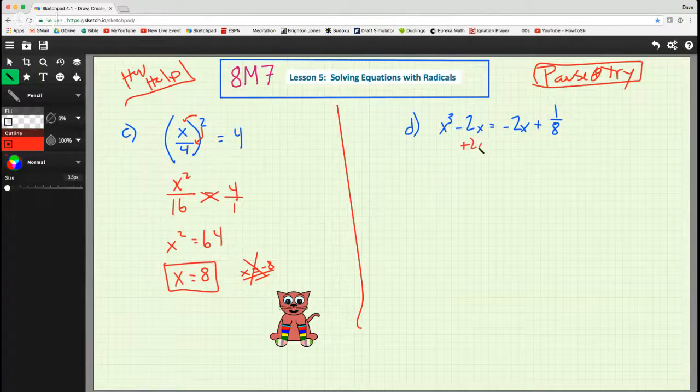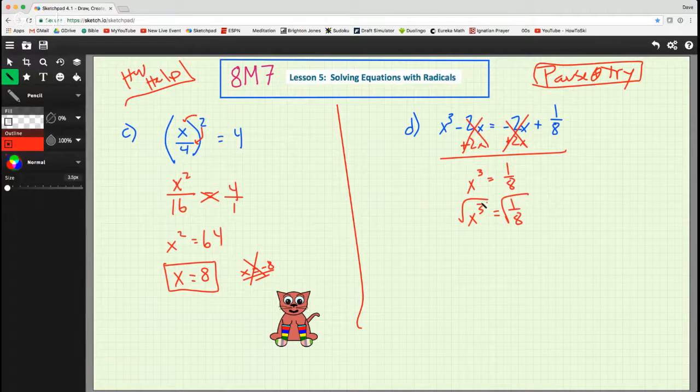Okay, we're going to add 2x to both sides, which is nice because these cancel and these cancel, and I get x cubed equals 1/8. So I say, what times what times what? I'm taking the cube root of both sides. I'm not saying what times what is x, but what times what times what is x cubed. So the answer is, right, a half times a half times a half, because 2 times 2 times 2 equals 8.